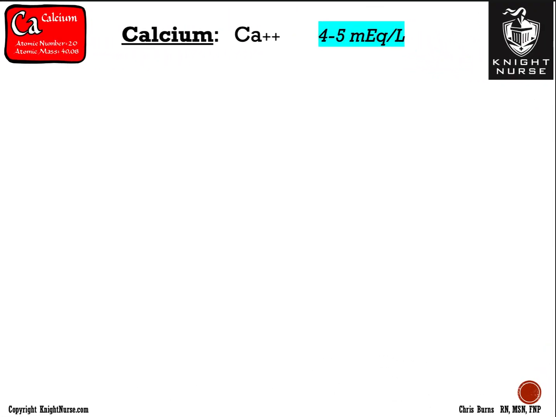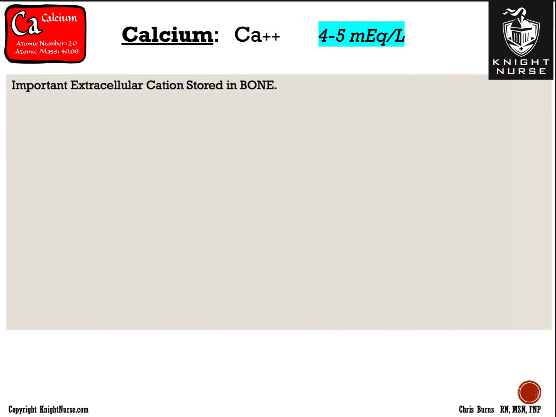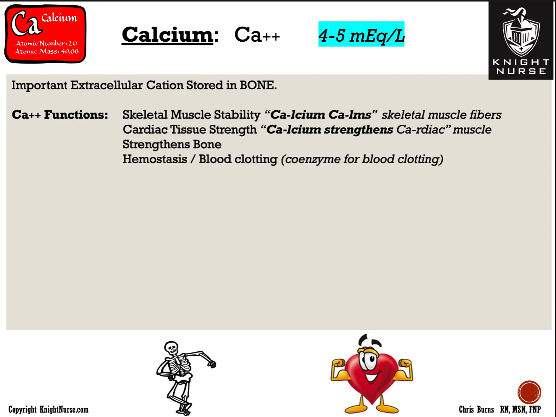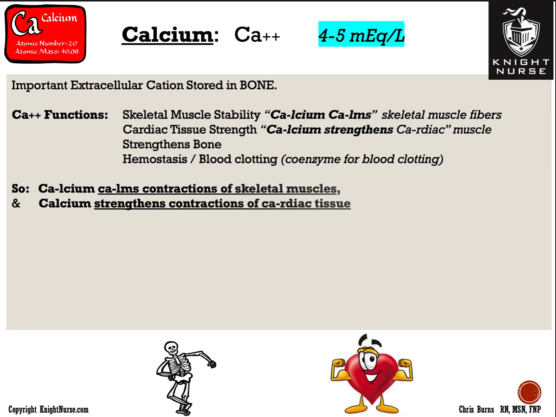Now, calcium, it is a huge extracellular cation stored inside of bone, and its functions are skeletal muscle stability. Calcium calms skeletal muscle, and at the same time, it will have the opposite effect in cardiac tissue: calcium strengthens cardiac tissue. It also strengthens bone. It is what makes bones get strong, and hemostasis and blood clotting requires calcium. So in short, calcium is calming the contractions of skeletal muscle while it's strengthening contractions of cardiac tissue.